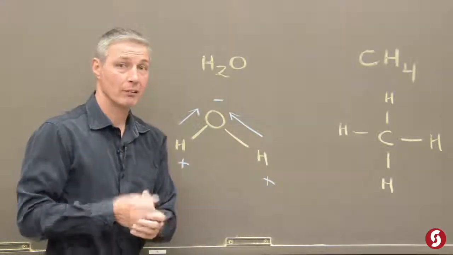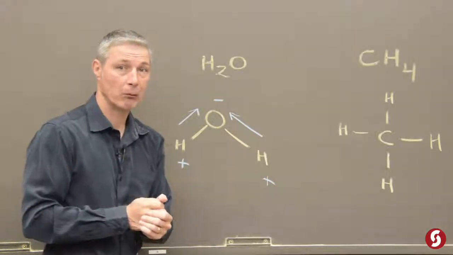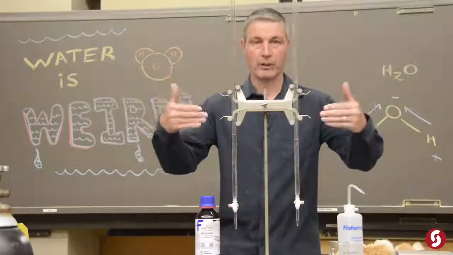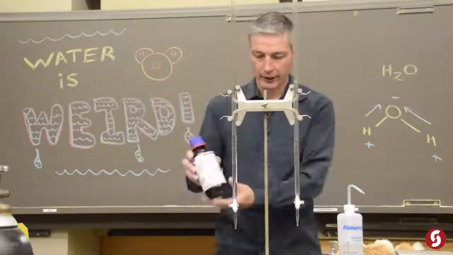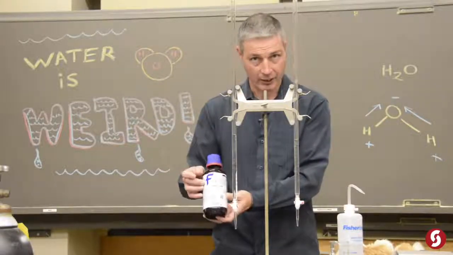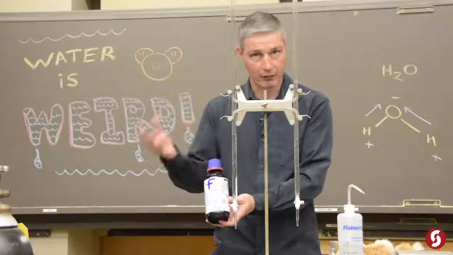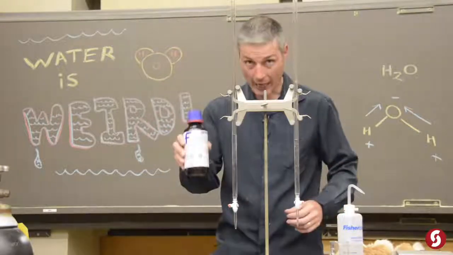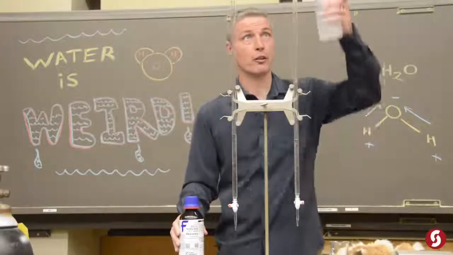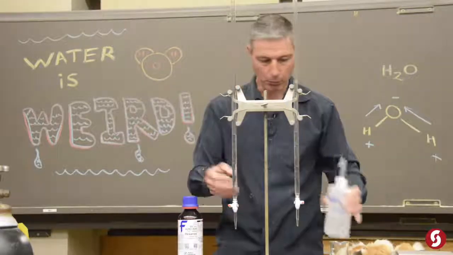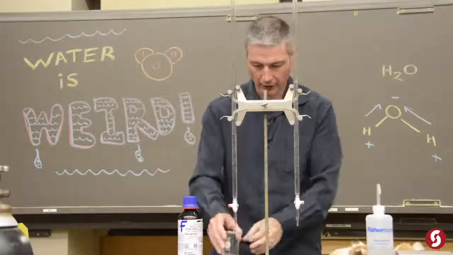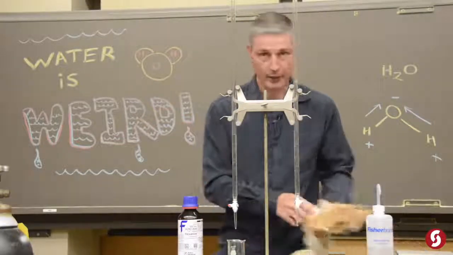Don't believe me? Let's go show you right now. What I've got here is two burettes. These are things we use in the lab to dispense liquid. And in one of the burettes I have hexane. That's just 6 carbons and 14 hydrogens, non-polar. And then I've put some water in here. And what we're going to do is pour them out through this bottom part of the burette.